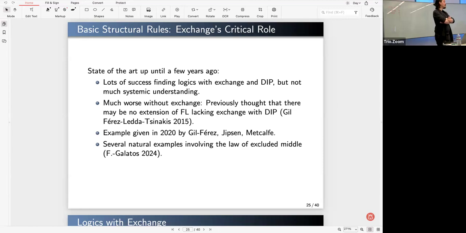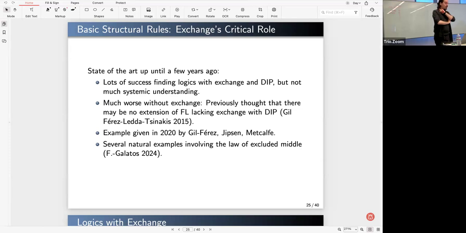On the other hand, without exchange, we've had much worse luck. It was previously thought that there may be no extensions of the full Lambek calculus, the basic substructural logic, that lack exchange but have the deductive interpolation property. I think that was a conjecture of Jose quite some time ago, right? And finally, some people in this room gave an example of a substructural logic that lacks the exchange rule. So the exchange rule is not derivable, but it does have the deductive interpolation property. That was just in 2020.